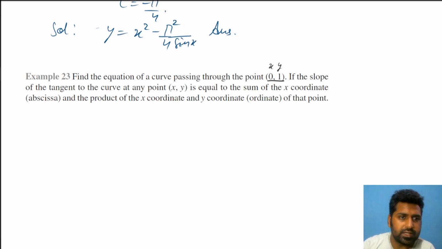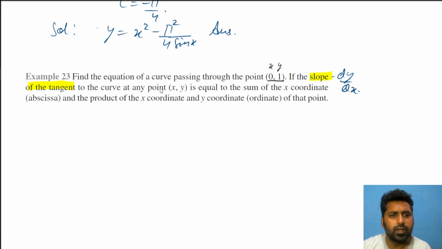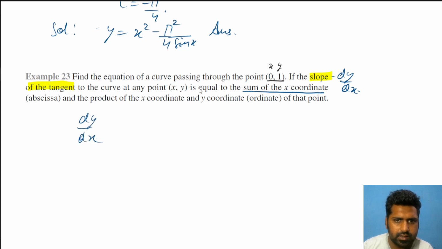If the slope of tangent, I think this is what we have done in separating variables also, slope of tangent is dy by dx, to a curve at any point is equal to the sum of x coordinate and the product of x coordinate and y coordinate. He is saying that dy by dx is equal to x plus xy, basically.